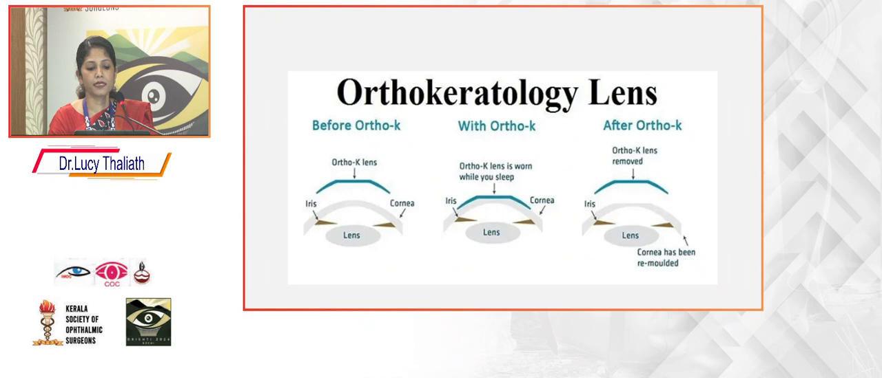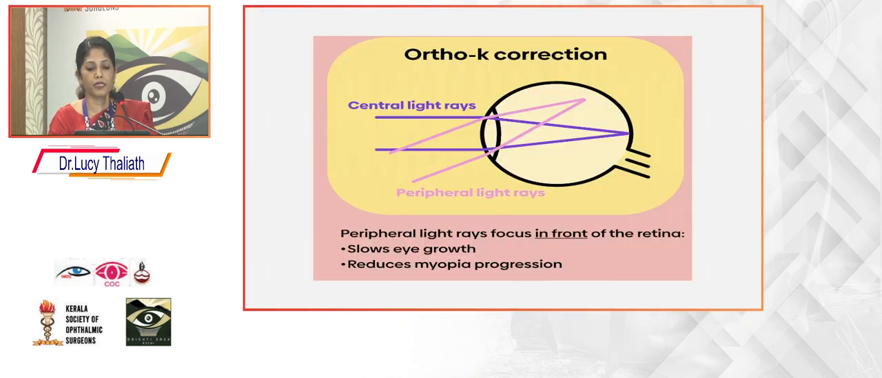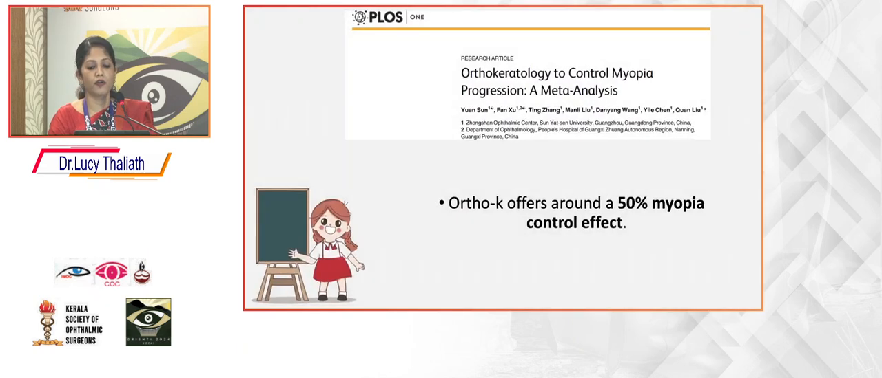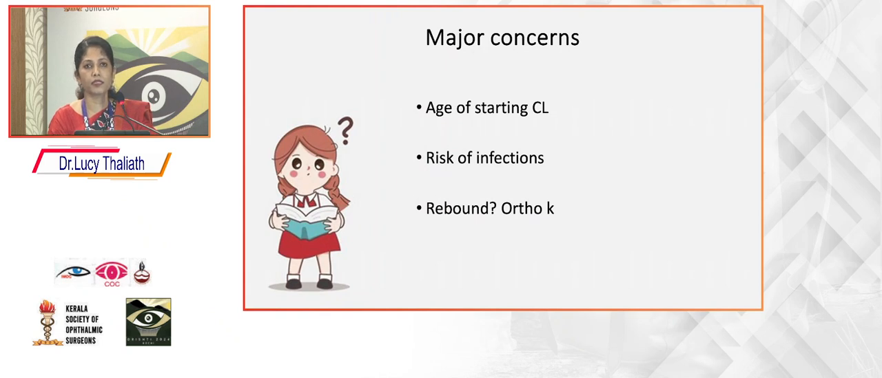And ortho-K lenses, as we know, correct myopia by the corneal flattening mechanism, and also the peripheral rays are focused in front of the retina by the ortho-K lenses, causing a peripheral myopic defocus and thus decreasing the progression. And it offers around 50% myopia control effect. The major concerns in these lenses are the age of starting the contact lens, the risk of infections, and the rebound effect. And because of all these and the cost factor, these are not widely used in India.